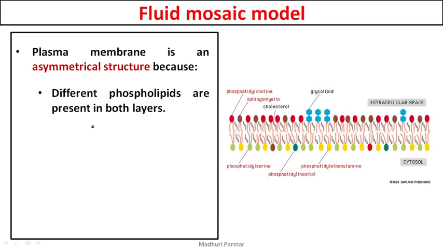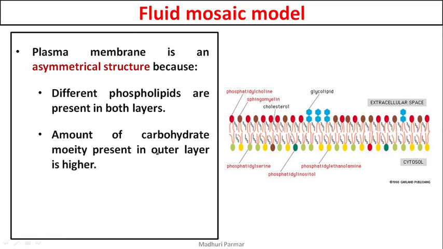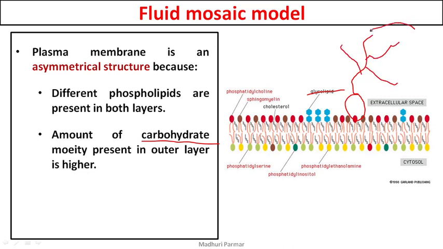So there are different phospholipids present in both the layers. The amount of carbohydrate present in the outer layer is higher. The inner layer rarely has any carbohydrate. Some of them may be exceptions, but mostly glycolipids, which means carbohydrate plus lipid, and also what are not shown here are the glycoproteins. Such branches you must have seen in different diagrams. These are nothing but oligosaccharide moieties, which are carbohydrates. So carbohydrates are seen on the outer membrane but not on the inner side of the membrane.